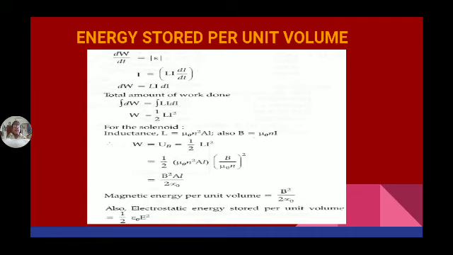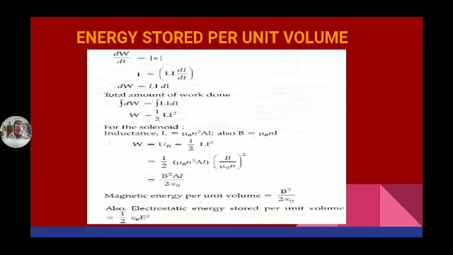So here, what is the L value? Self-inductance we know: N square mu A by L, into Li square by AL. Now here AL gets cancelled. We are left with mu naught N square.